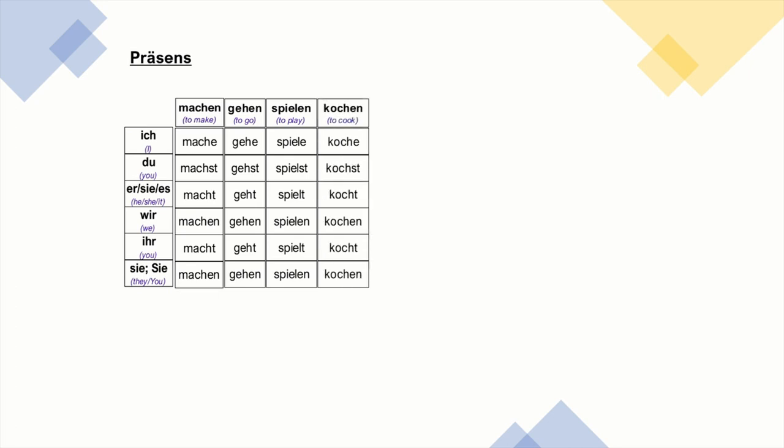Kochen, to cook. Ich koche, du kochst, sie es kocht, wir kochen, ihr kocht, sie kochen. Kaufen, to buy. Ich kaufe, du kaufst, sie es kauft, wir kaufen, ihr kauft, sie kaufen.